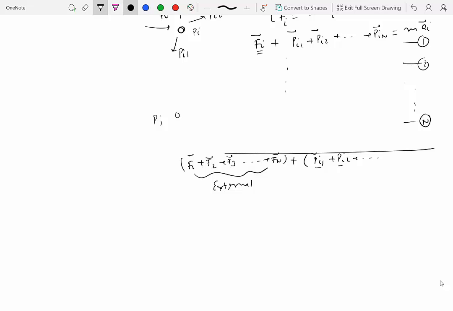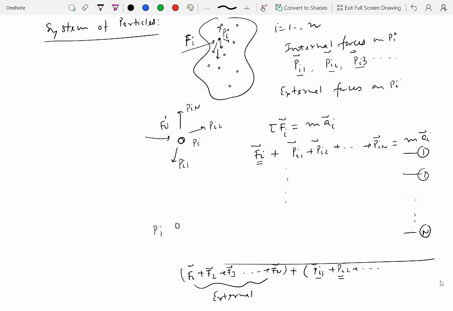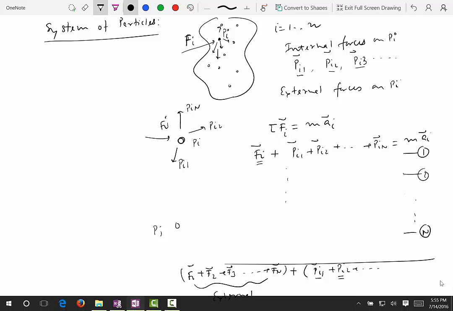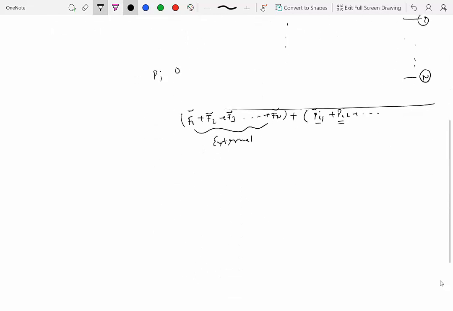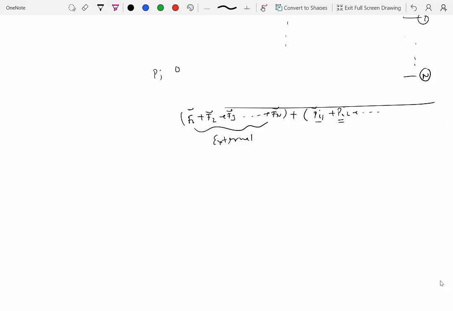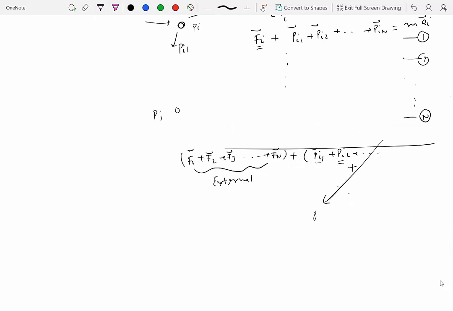But all of these internal forces, because of Newton's third law, occur in pairs. So pi1 is the force on pi from p1, and then p1i is the force on p1 from pi, and both of these are equal in magnitude but opposite in direction. So all the internal forces occur pairwise, and if you add them all, they will actually cancel out to zero. So on the left hand side, you will essentially have just the external forces.